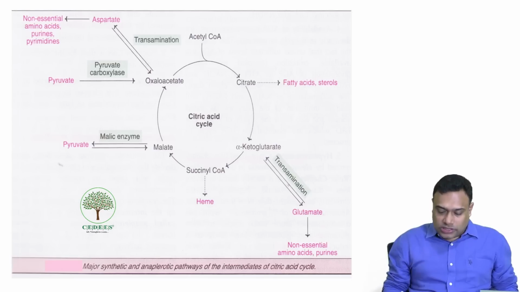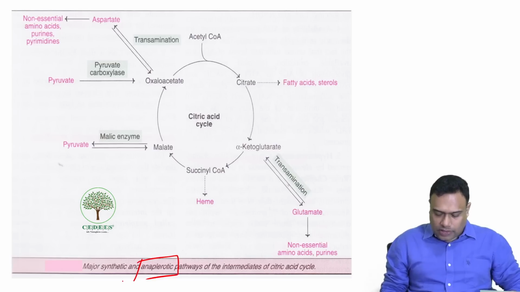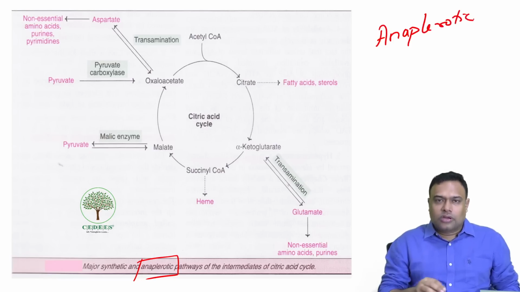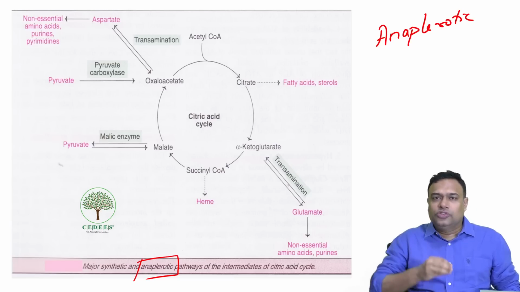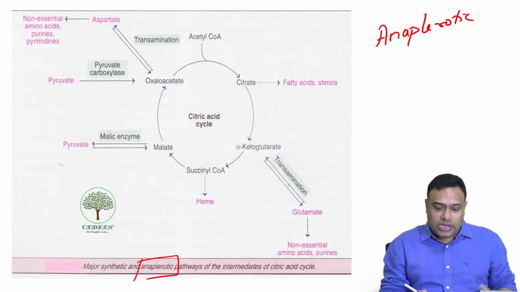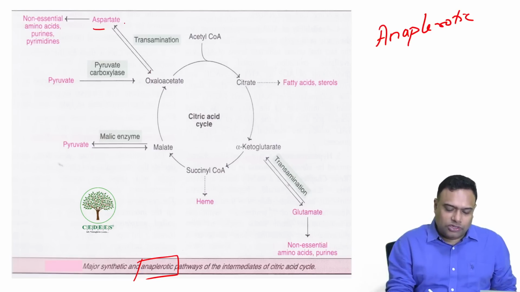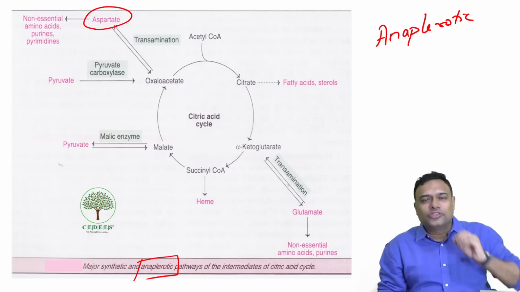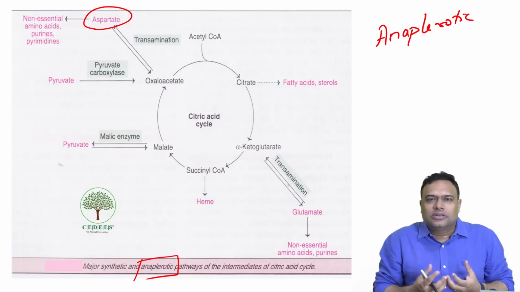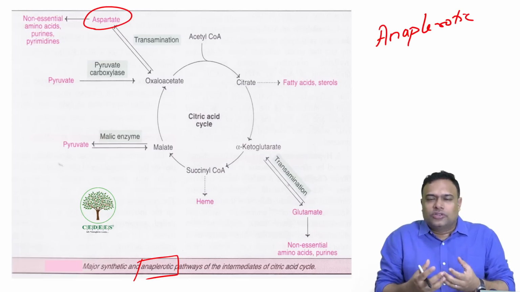Then there is also another step called anaplerotic. Anaplerotic means, see what happens is in citric acid cycle, for example, oxaloacetate is used up. It is used for various other products. For example, oxaloacetate can get converted to form aspartate. So it is moving away, right? But you need the citric acid cycle to go on. So the citric acid cycle needs these intermediates, so they are filled up.